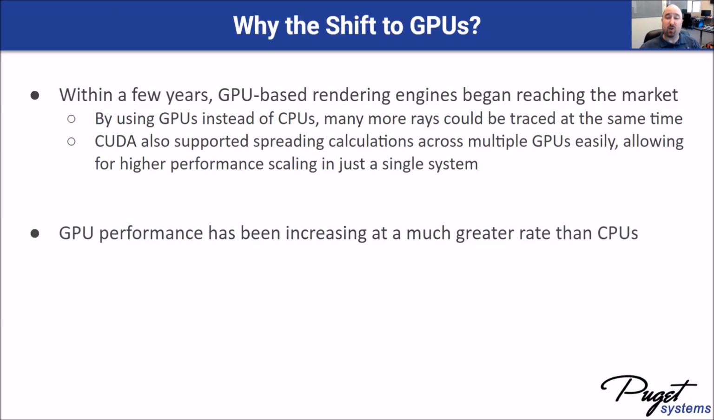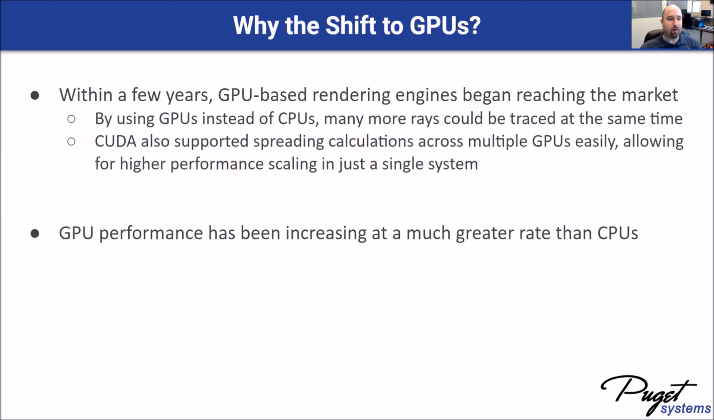GPU performance has also been increasing at a much greater rate than CPUs. There's some really good graphs for this out there. I wasn't able to find any that weren't copyrighted, but it's probably in the ballpark of about an order of magnitude more increase in performance that GPUs have seen over the last decade compared to CPUs.